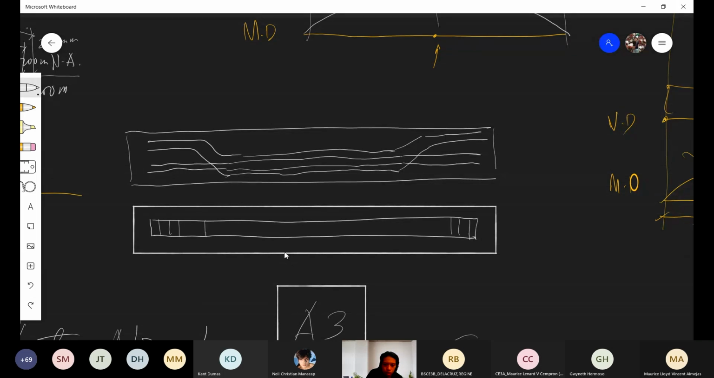Those are the stirrups. Yes, sir, stirrups.